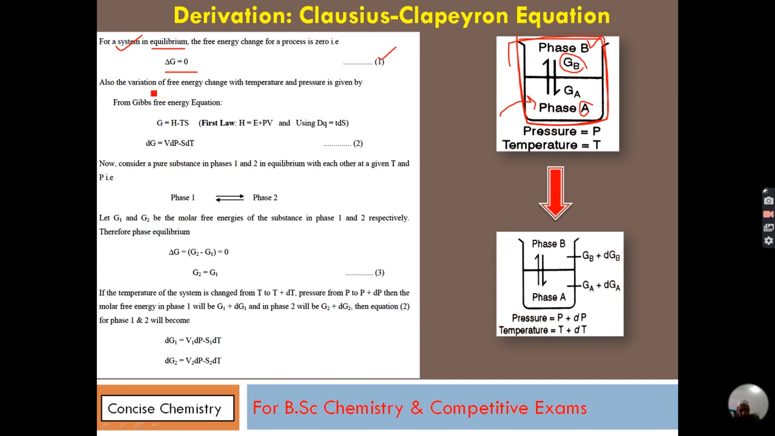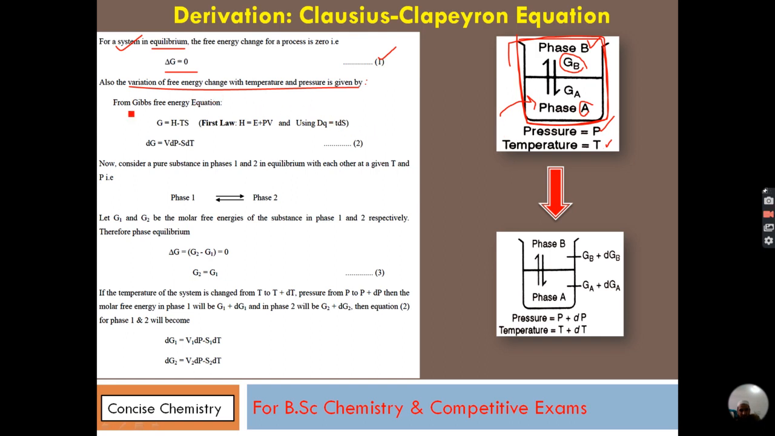Now what is written next here: also the variation of free energy change with the temperature and pressure is given by. Now we'll try to understand. We'll vary the temperature here. Initial pressure was P, initial temperature is T. Now we'll try to vary the temperature. When we vary the temperature, we'll try to understand how the pressure will change and then how the energy of the system varies. Okay?